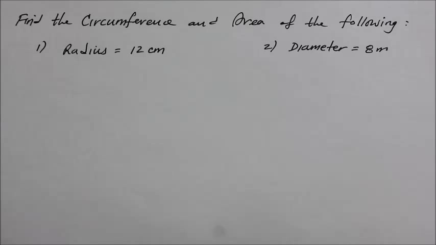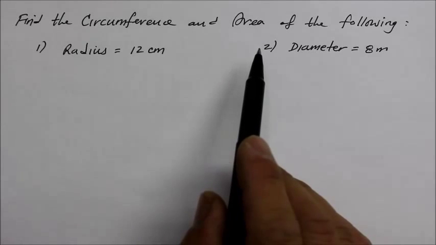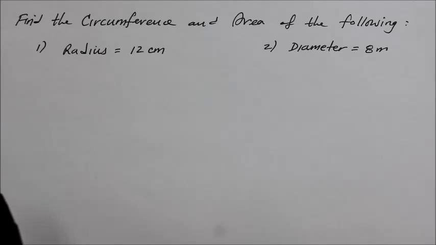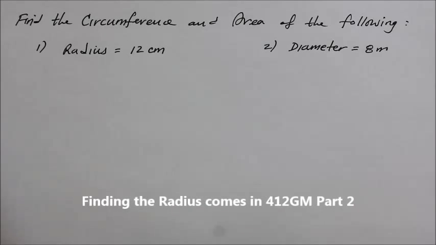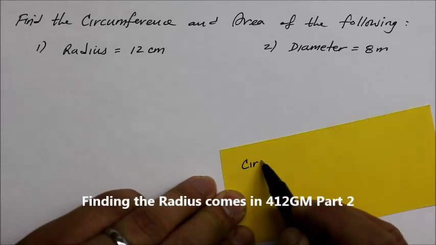Hi! This instructional video is about finding the circumference, an area, and a radius of a given circle. Let's get started. First, we all know what a circumference is.